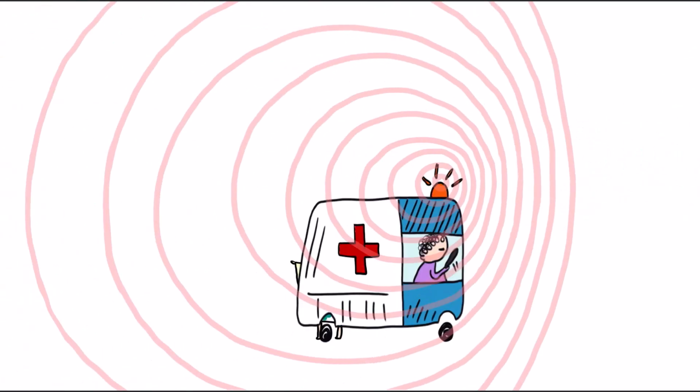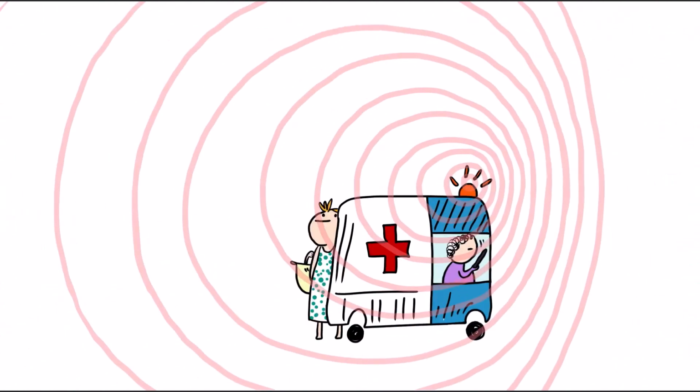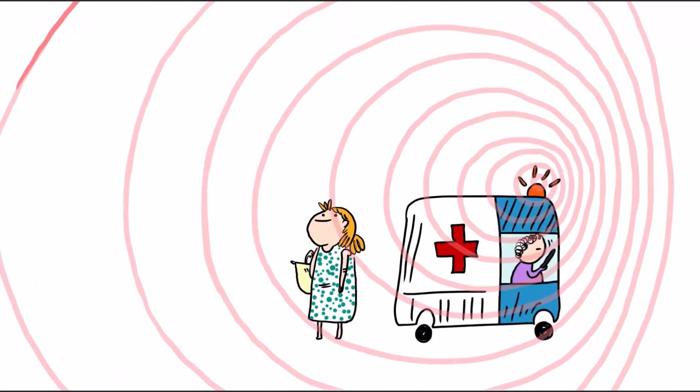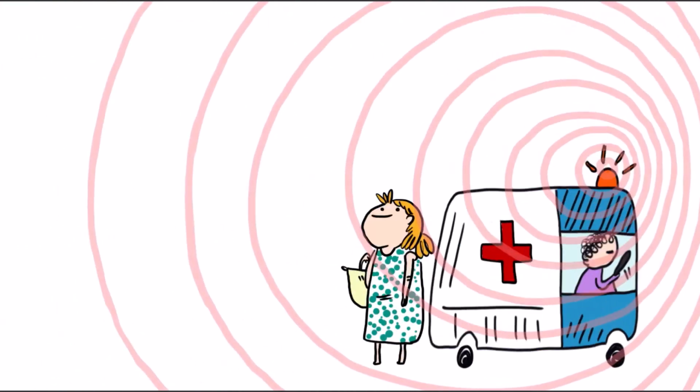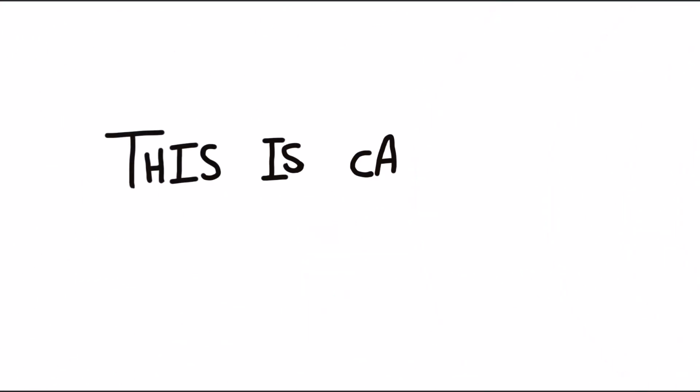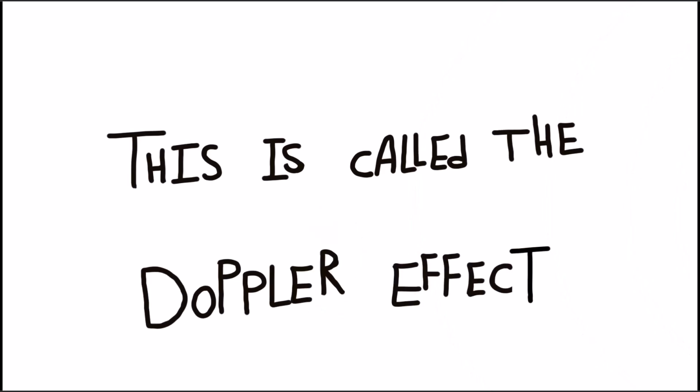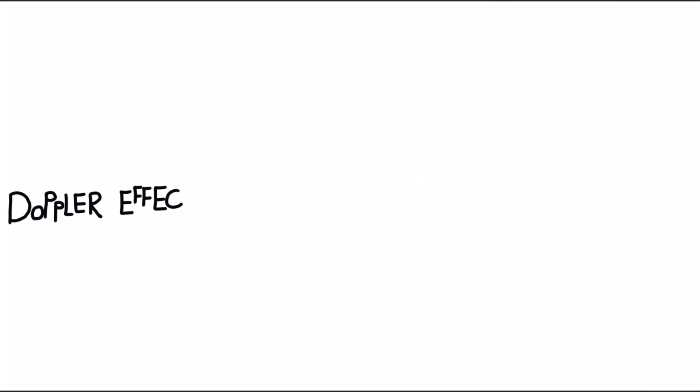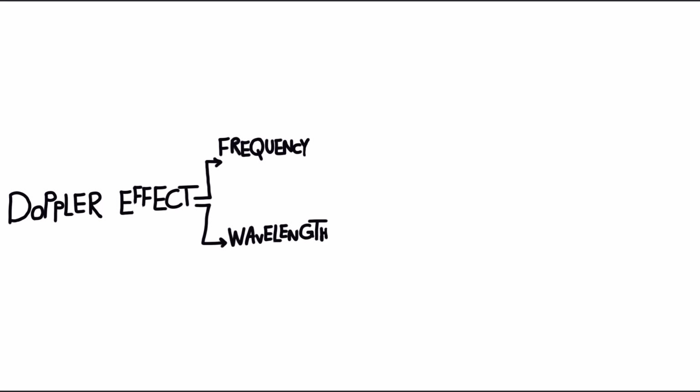Have you ever noticed that the sound of an ambulance siren changes as it comes closer and then goes away? This is called the Doppler effect. The Doppler effect means a change in frequency and wavelength of a wave when the source or the observer is moving. Frequency depends on distance. Wavelength depends on the motion of the source.